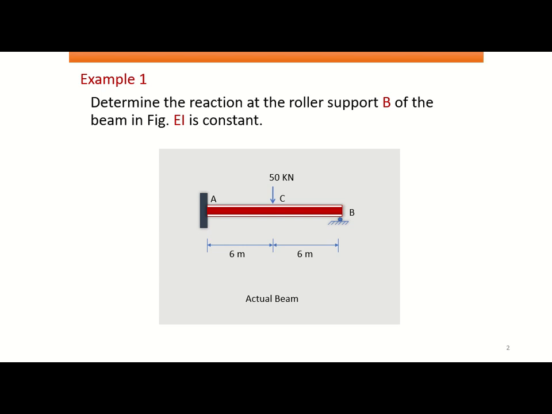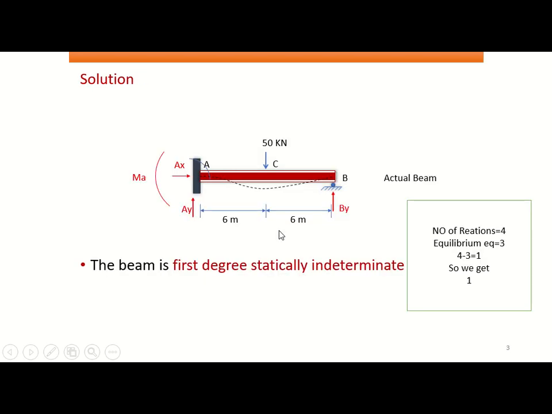So the example is: determine the reaction at the roller support B of the beam. Basically we need to find the reaction at support B. The actual beam behavior and all supports are given in the diagram. So for the solution, initially we have to find whether it is an indeterminate structure.